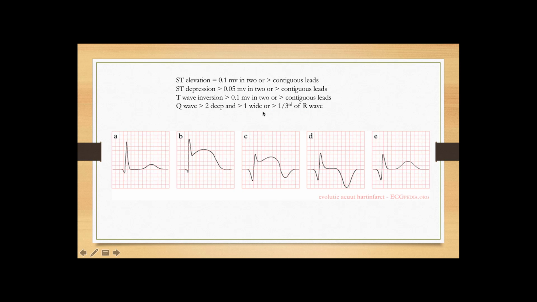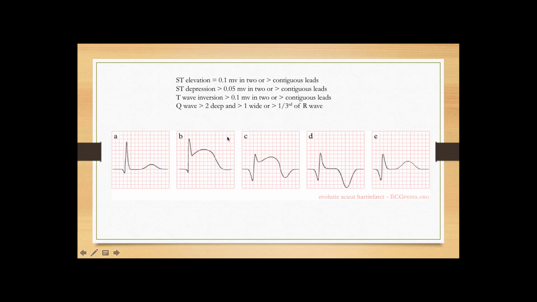And this is just a quick slide to get the vocabulary right. So ST elevation is more than 0.1 millivolt elevation in two or more contiguous leads. So it's not just one lead. You're going to have to look at it in two contiguous leads. So 0.1 millivolt is one box, so it has to be more than one box. So for example, you can see here clearly there is some ST elevation.